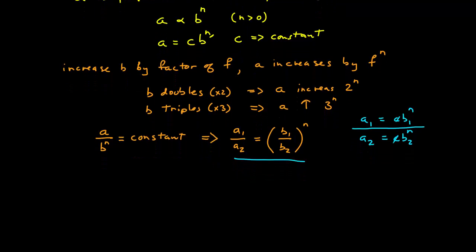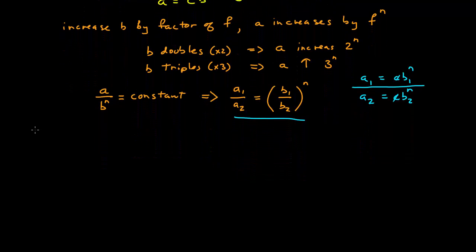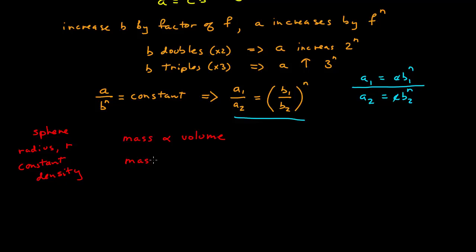So let's just look at a quick example. Let's consider a sphere, physicists' favorite object, the sphere. It has a radius, r, and a constant density. The mass of that object is proportional to the volume. However, volume is proportional to the radius of the sphere cubed. Therefore, the mass is proportional to the radius cubed. And so we might write that m for mass equals some constant times r cubed.